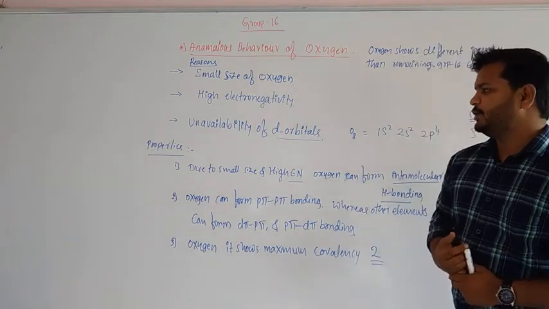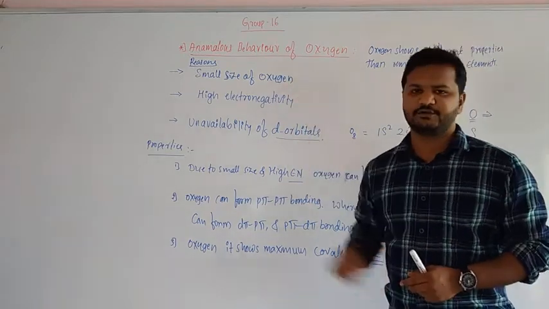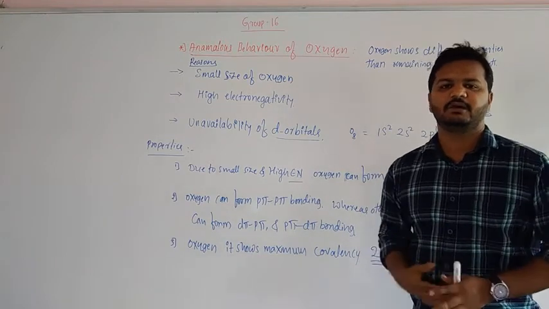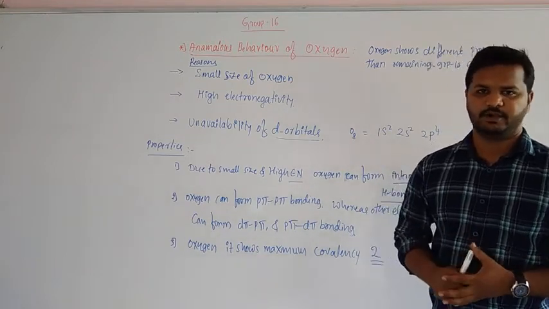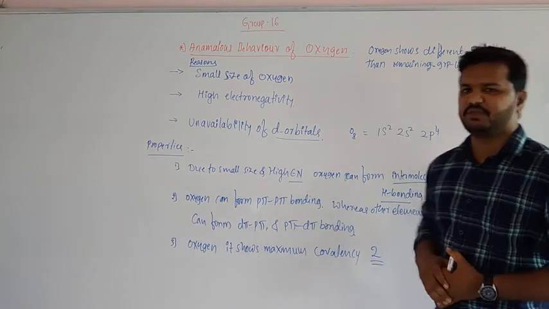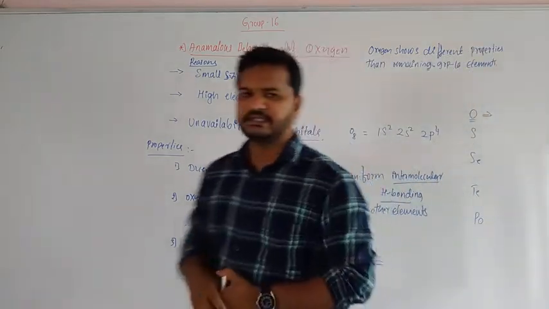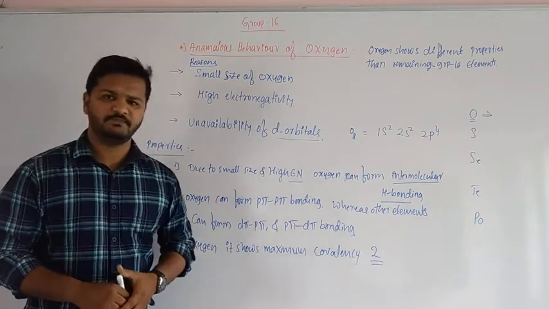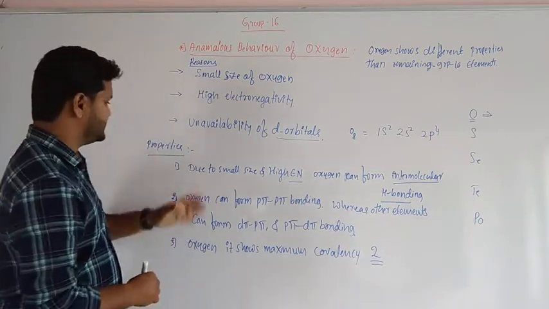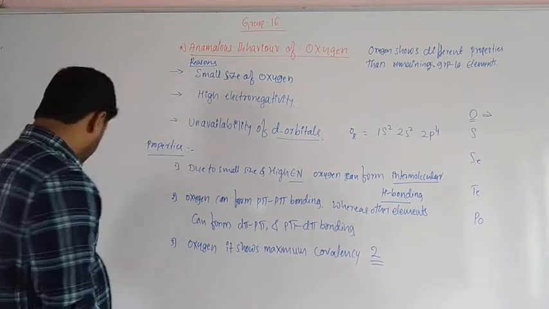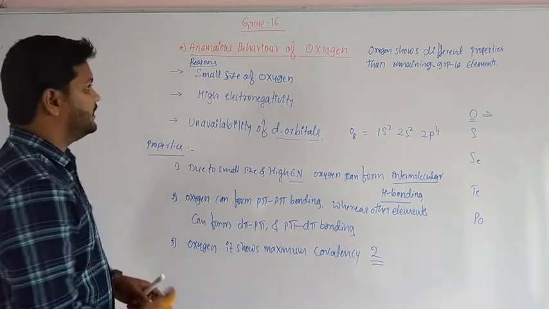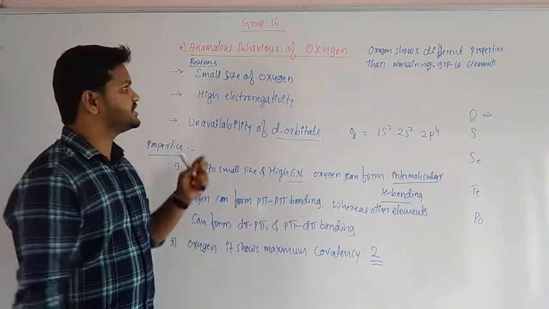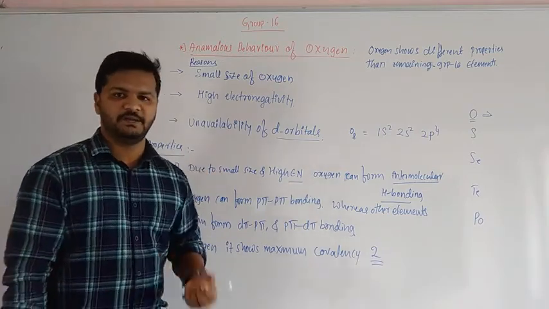Due to small size and high electronegativity, oxygen can show abnormal melting point and boiling point. So this is about the anomalous behavior of oxygen and the reasons behind it. These are some points. And next one, students, chemical reactions of group 16 elements.